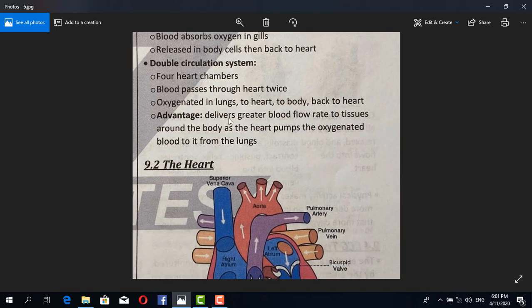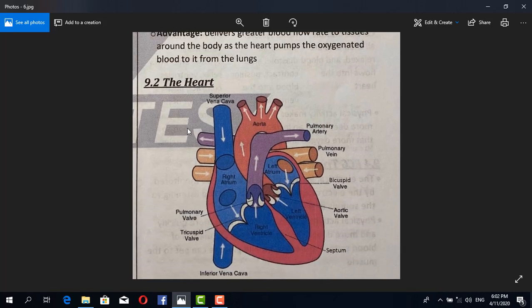The advantage is that it delivers a great blood flow rate to tissues around the body, as the heart pumps the oxygenated blood to them from the lungs. This is the heart structure. This is the superior vena cava. This is the aorta. This is the pulmonary artery. And this is the pulmonary vein, the bicuspid valve. Please do remember them, because we're going to explain each one of them afterwards.